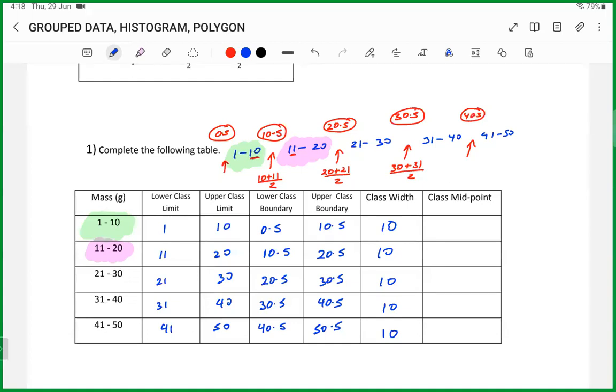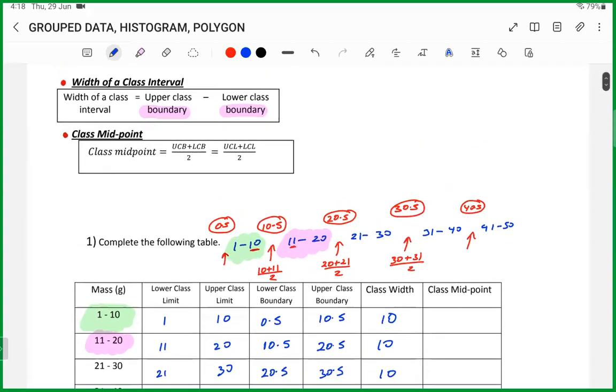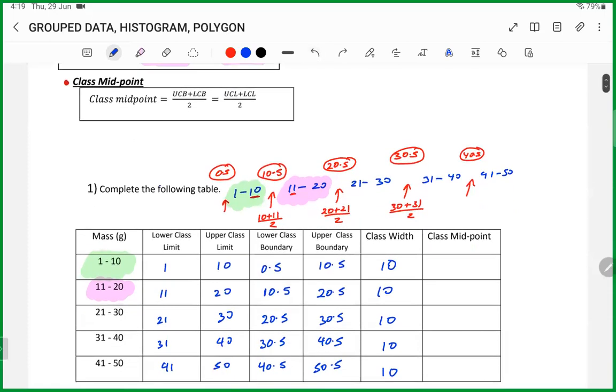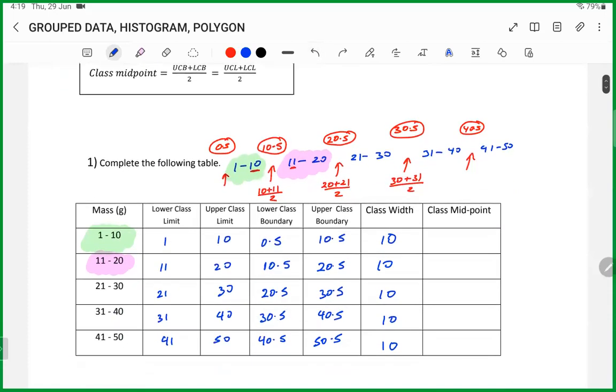And then the class midpoint. All right, class midpoint. Now, the good thing about class midpoint is you could use two formulae. So you don't have to worry about, do I have to use boundaries or do I have to use limits? It doesn't matter. So you either use the upper class boundary and the lower class boundary of the same class, or the upper class limit and the lower class limit of the same class. I like to use limits because it's whole numbers, but it doesn't matter. You could use the boundaries as well. You'll get the answer. So the class midpoint is the average of the class limits.